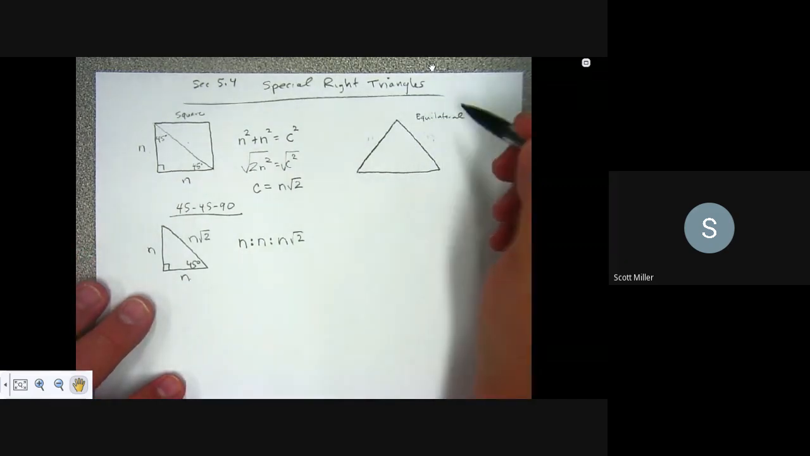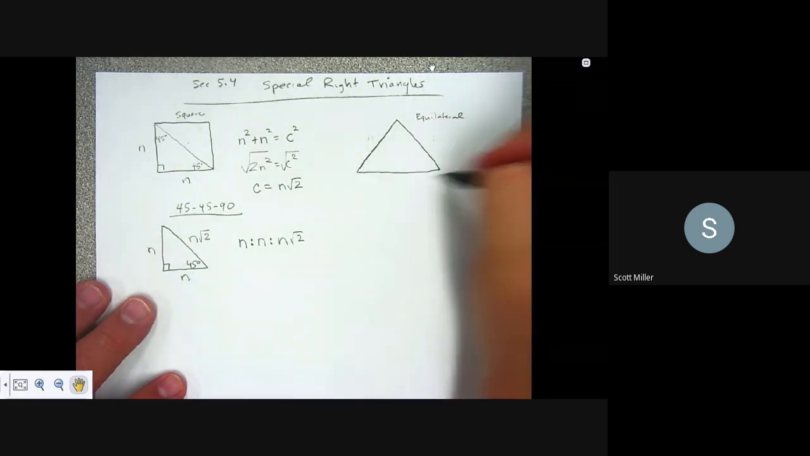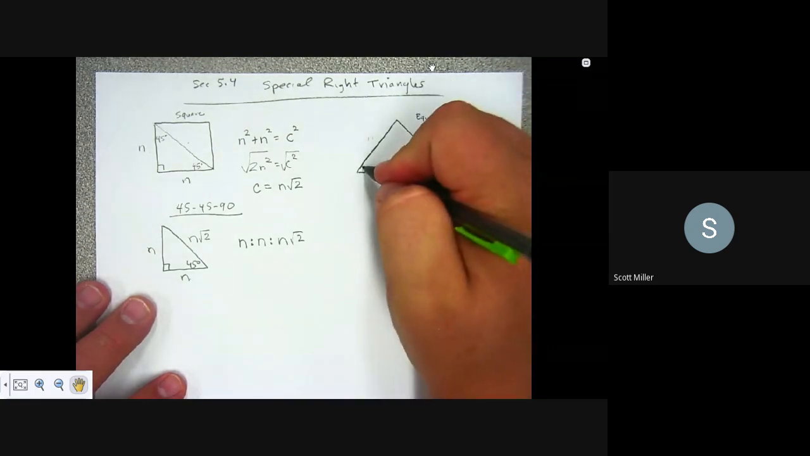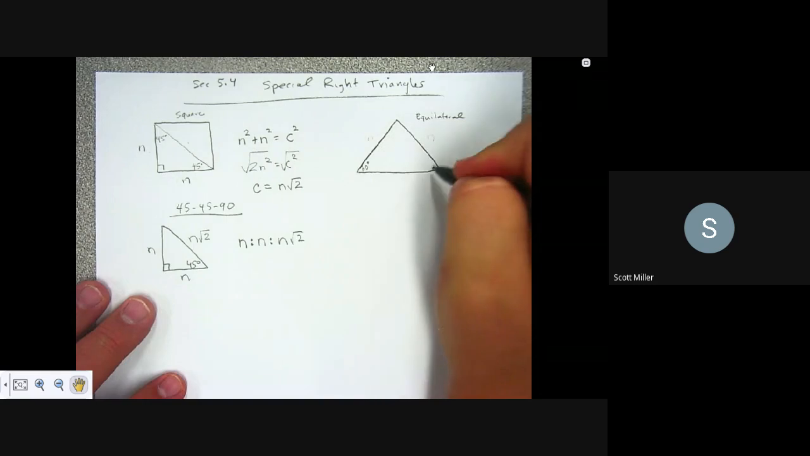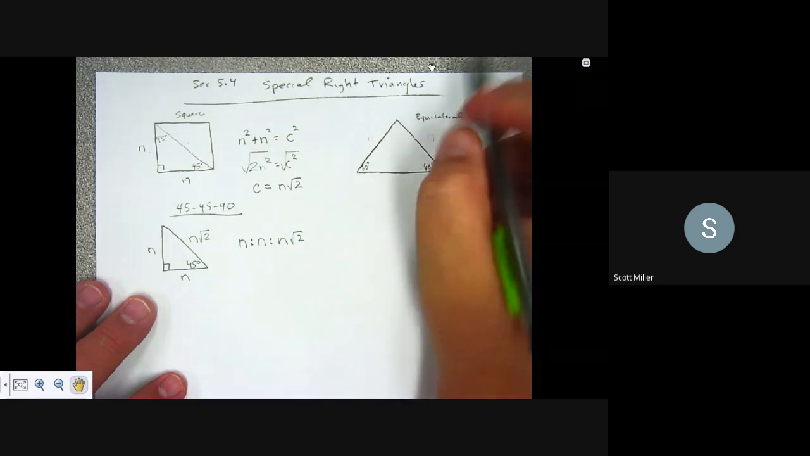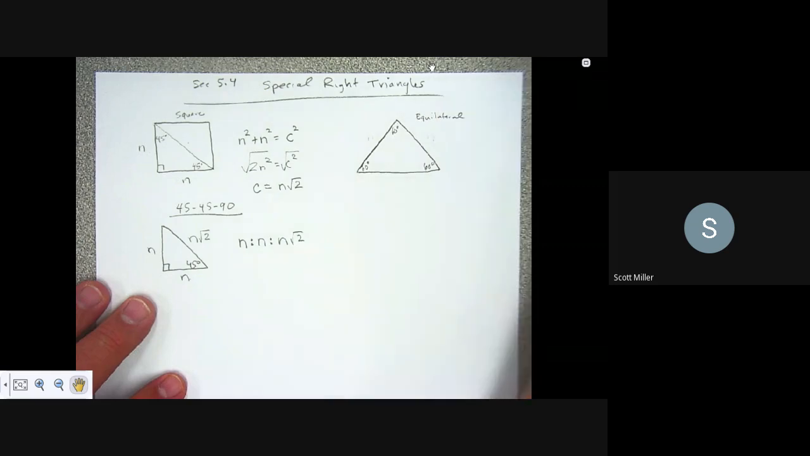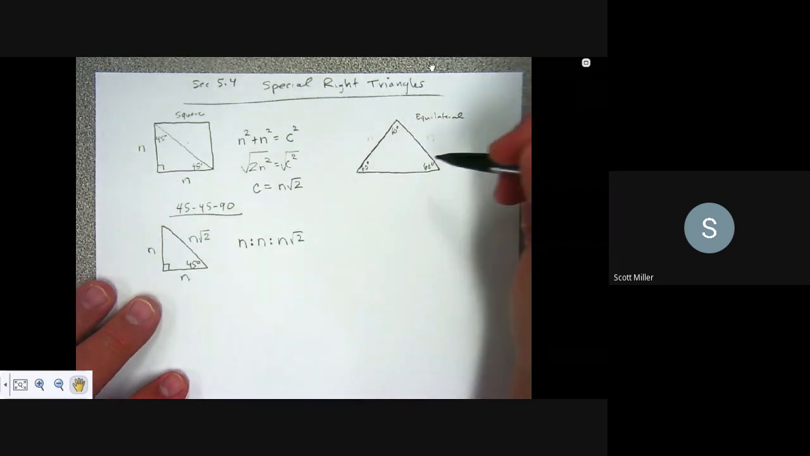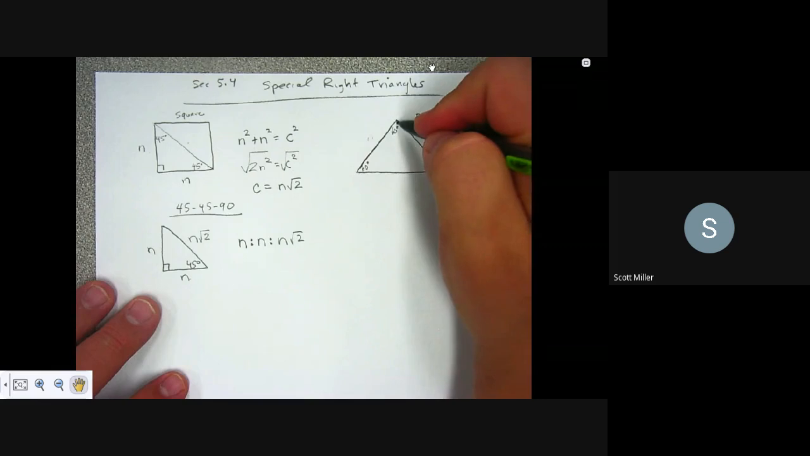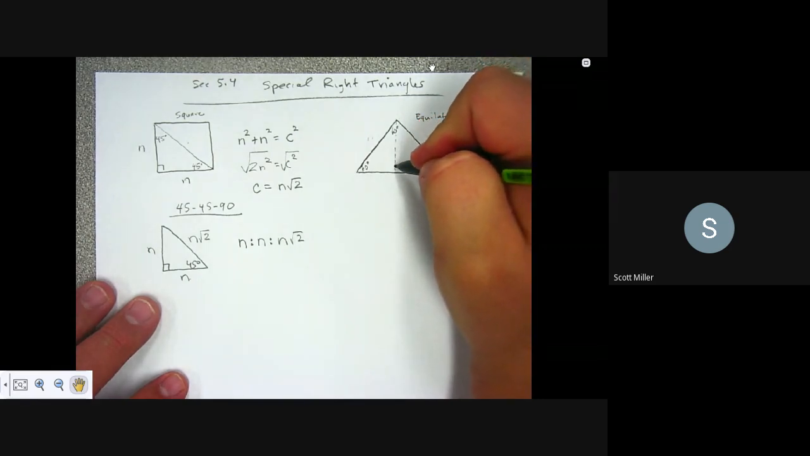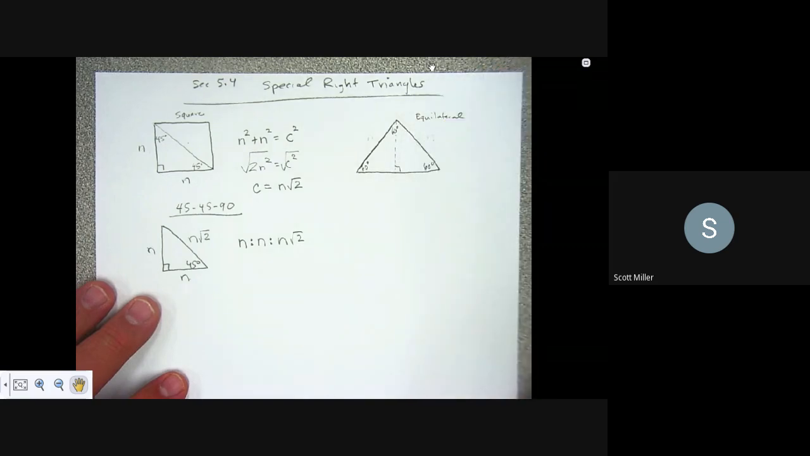The other one over here is an equilateral triangle. And equilateral triangle means all the sides are the same length and all the angles are the same. So that means all these angles are 60 degrees because the angles of a triangle add up to equal 180. So in this particular case, I don't have a right triangle. So to create a right triangle, I need to draw the altitude or the height of this triangle. In doing so, I form a right triangle.